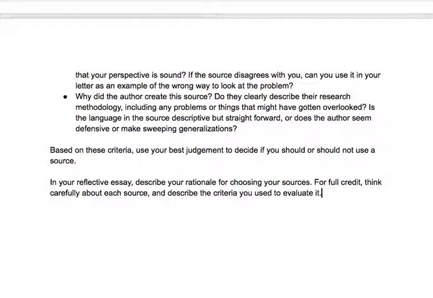Based on these criteria, use your best judgment to decide if you should or should not use a source. In your reflective essay, describe your rationale for choosing your sources. For full credit, think carefully about each source and describe the criteria you used to evaluate it.